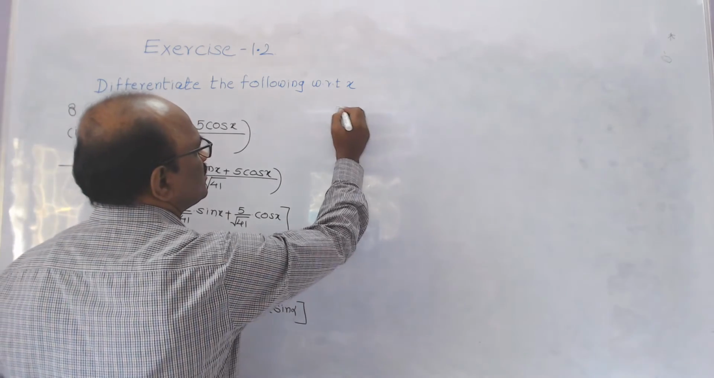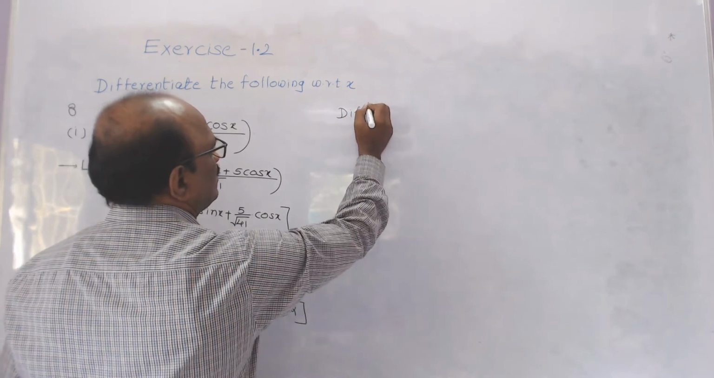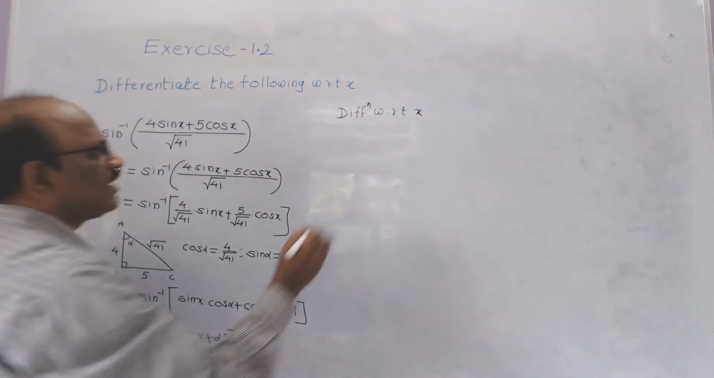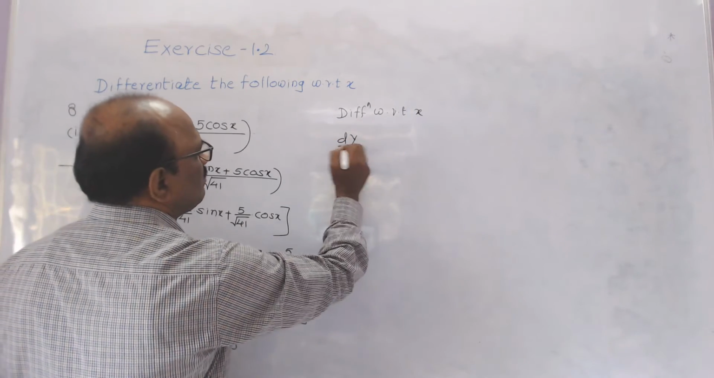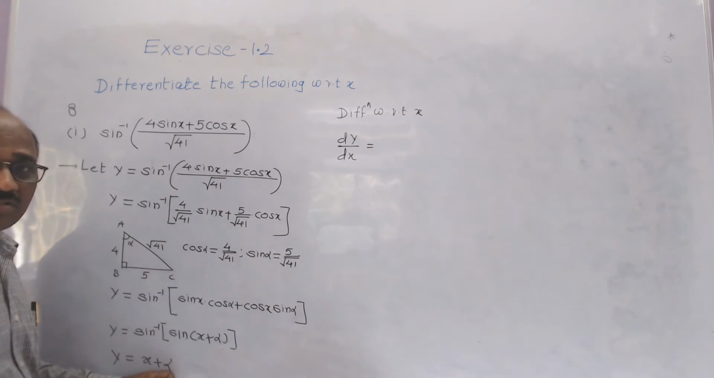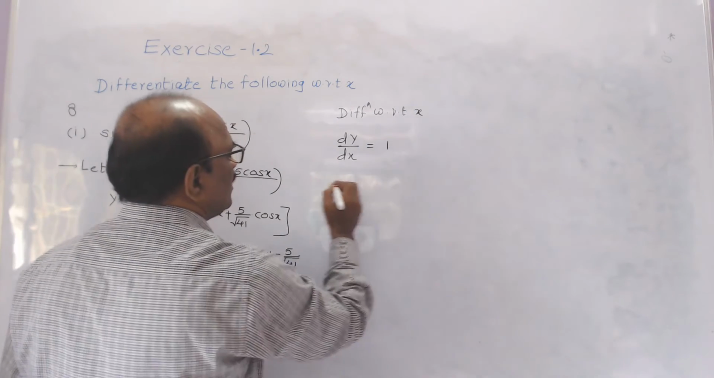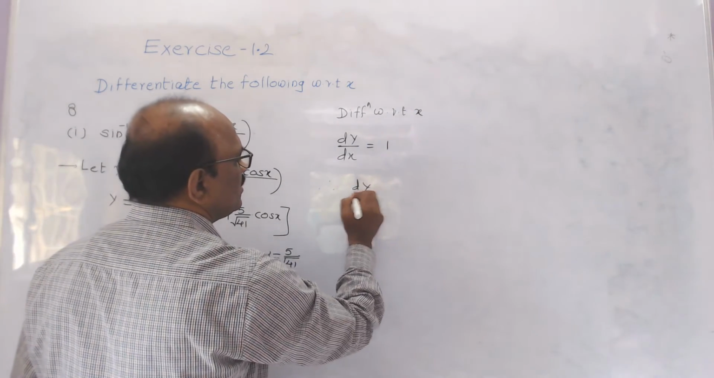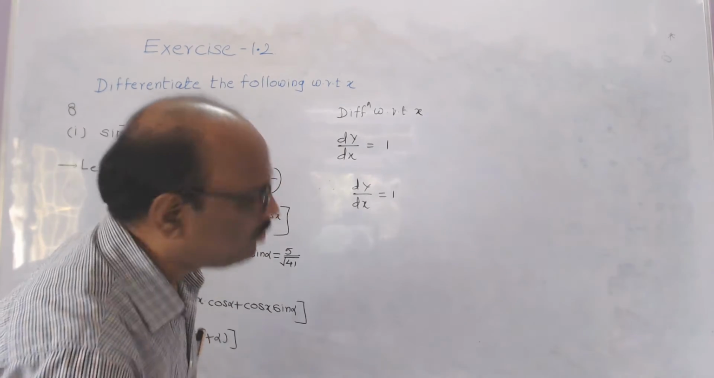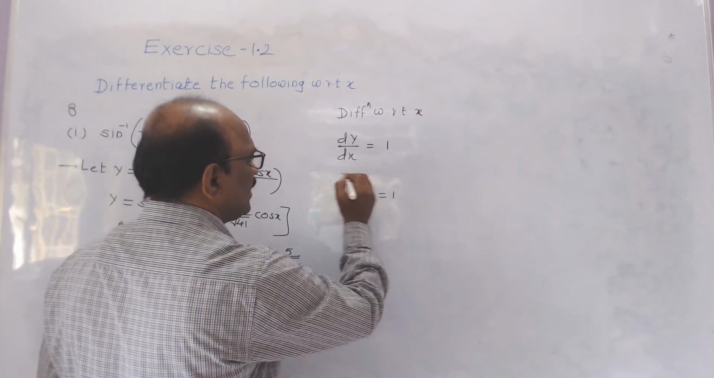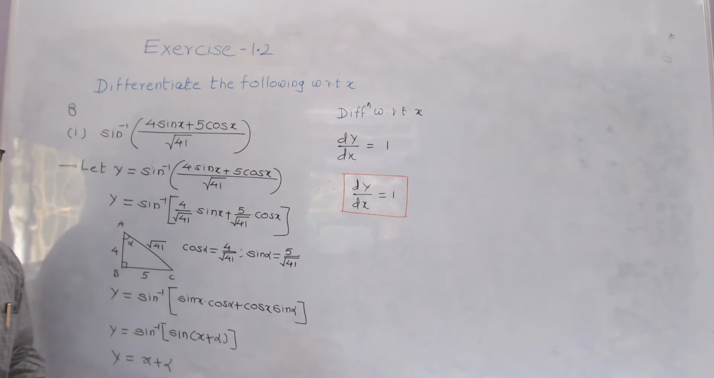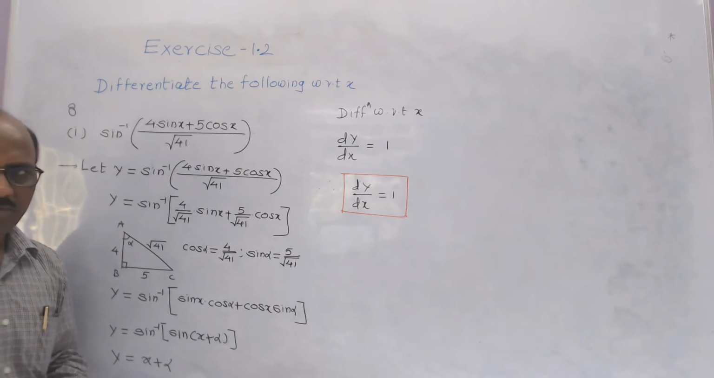Now differentiate this with respect to x. Therefore dy by dx is equals to, the derivative of x is 1, alpha is a constant, its derivative is 0, and hence our answer dy by dx is equals to 1. In this type of problem, we want to consider the right angle and express this in terms of the sine or the cos. Okay, now we'll take the next problem.